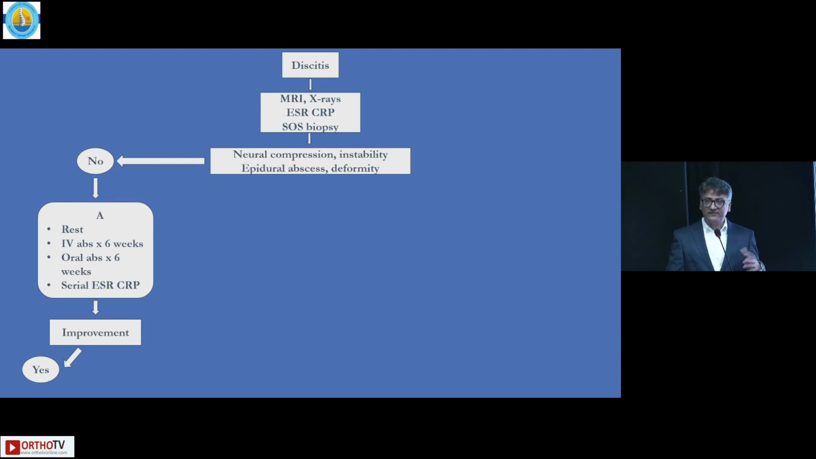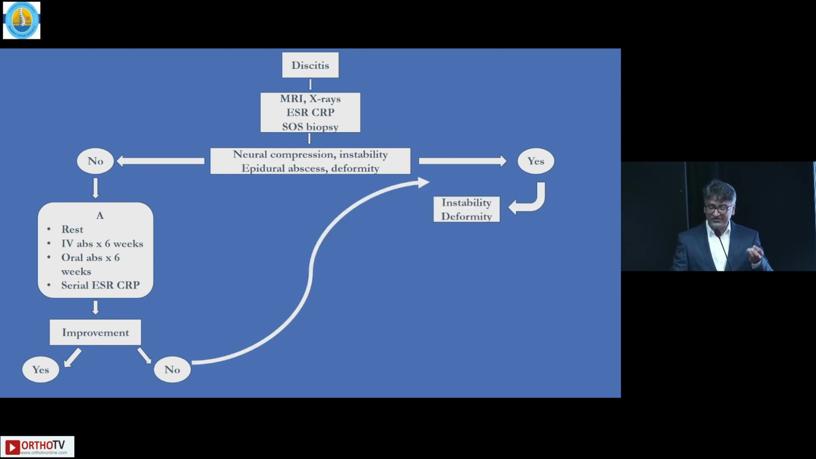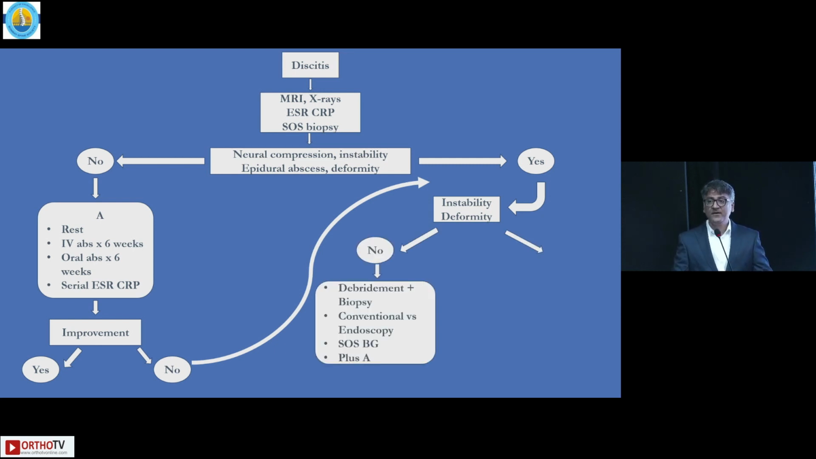So now you've done the conservative management, but the patient is showing no improvement, or you have all the neural compression, instability, abscess and deformity. Those are the patients where you have to suggest operative treatment. Now, if there is none of instability or deformity, you can go simply for debridement. Whenever you debride, it is mandatory to send the material for biopsy. The debridement can be open or minimally invasive.